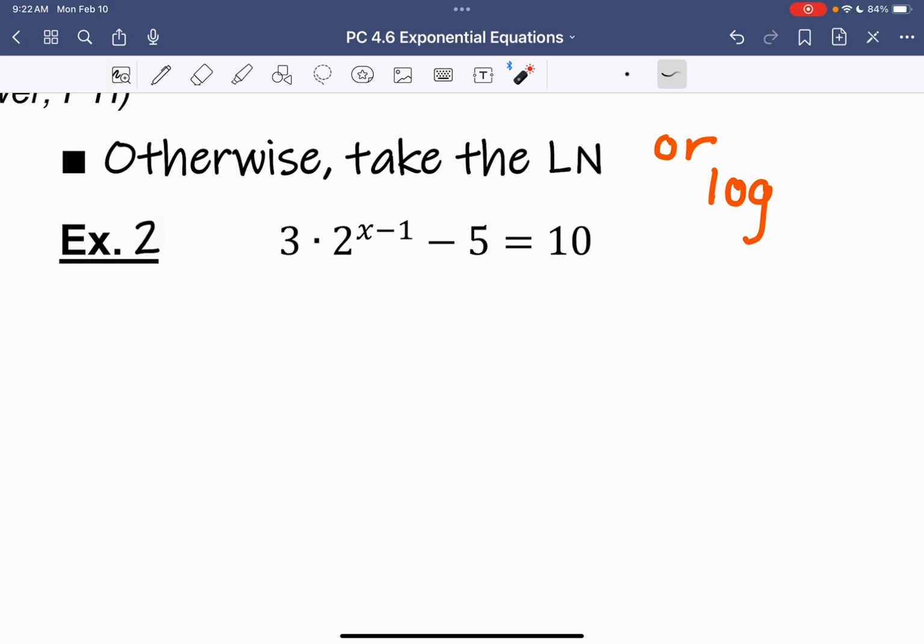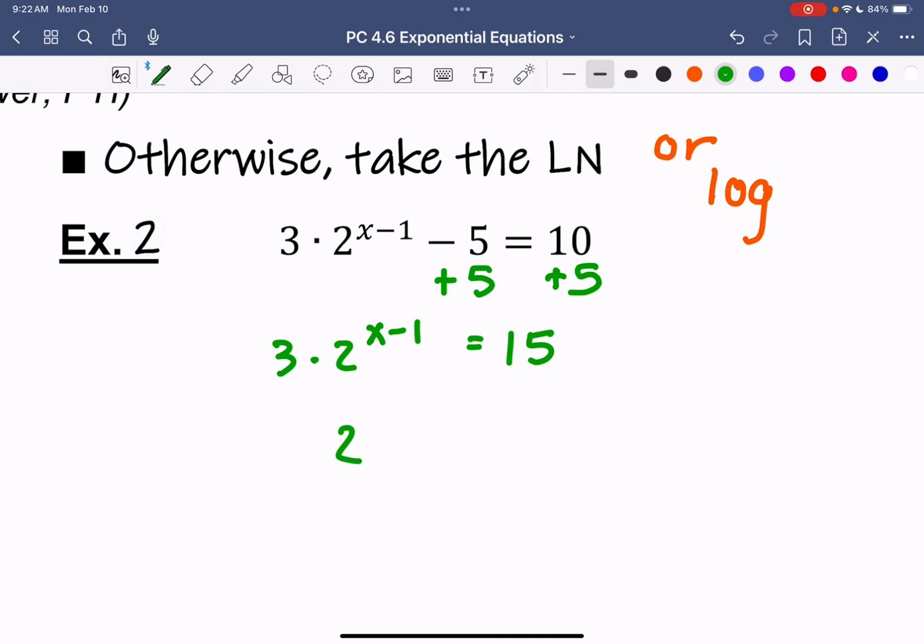All right, the second one, we have a base 2. So following the book's rules, we want to natural log once we get the exponential piece by itself. So we can add 5 and divide by 3. After we get that isolated, we will ln both sides, natural log, which allows us to, again, bring that exponent down to the front.